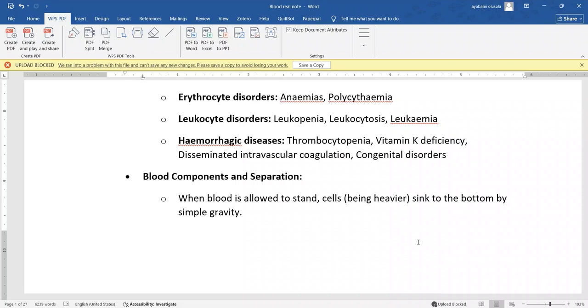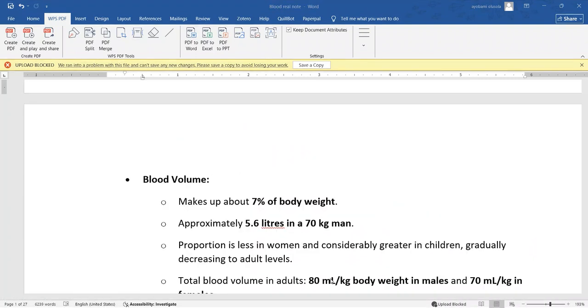Now, blood component and separation. When you allow the blood to stand for a while, because the blood cells are heavier, they sink to the bottom by simple gravity. So let's go to the blood volume. The blood makes up about 7% of our body weight, and in a 70 kg man, has approximately 5.6 liters of blood. It's actually lower in women, so the proportion is less in women and is greater in children.